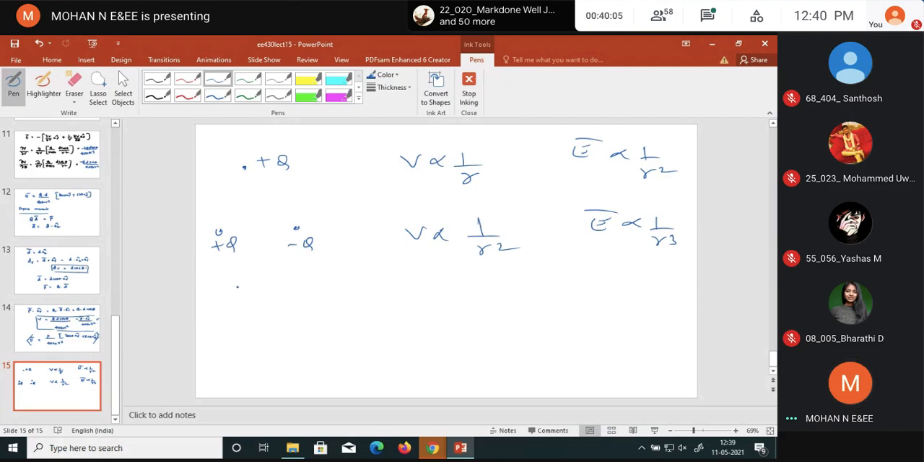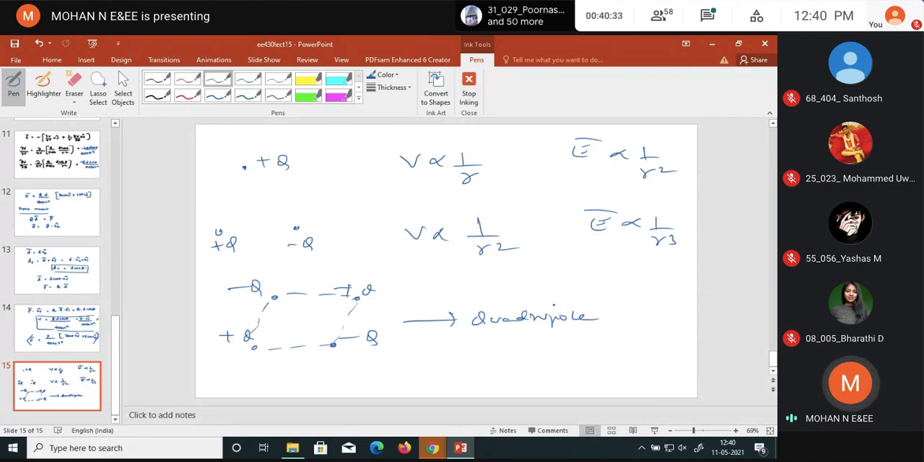You can have two dipoles like this, plus Q and minus Q, and minus Q and plus Q. This is a pair of dipoles, called a quadrupole, a symmetric arrangement of two dipoles. You can have a symmetric arrangement of two quadrupoles, the repetition of this one, called an octopole. Okay, so it goes on.